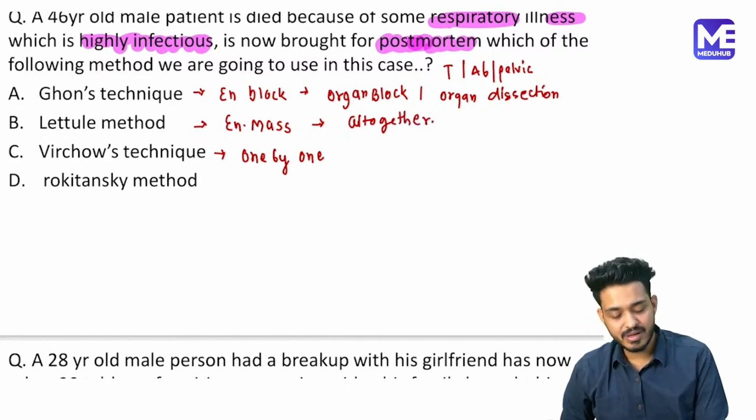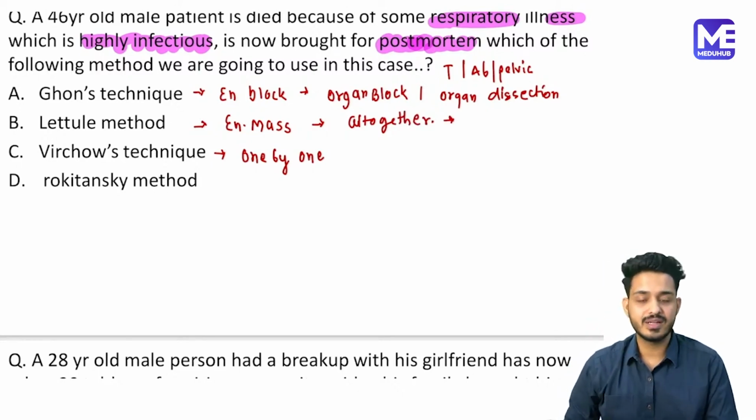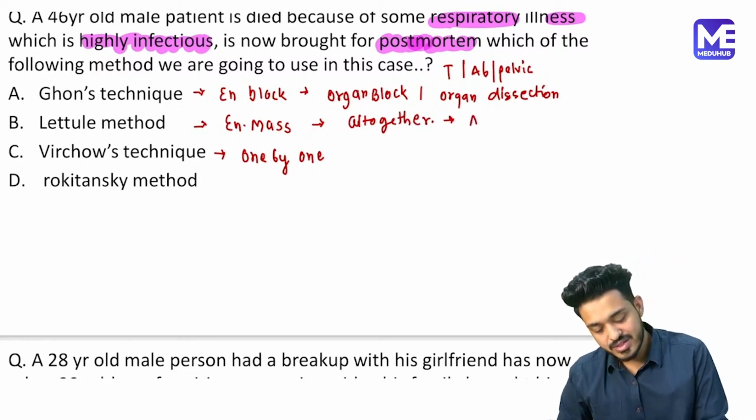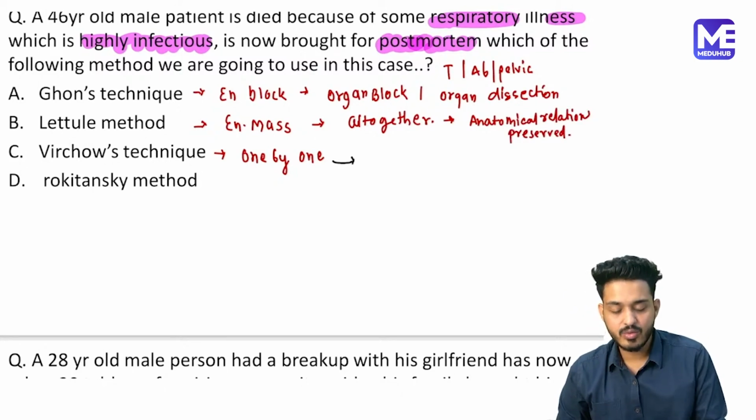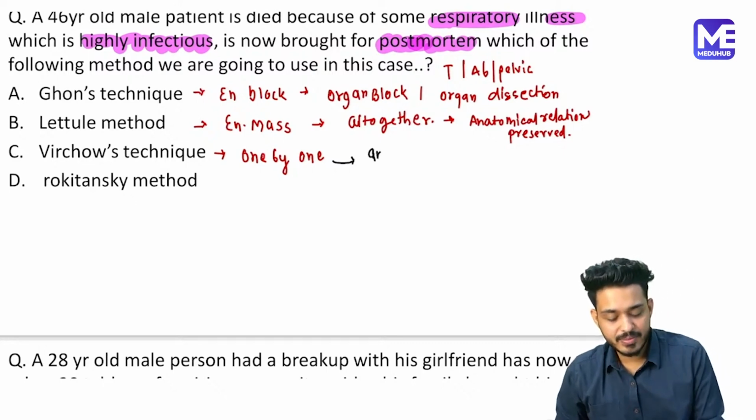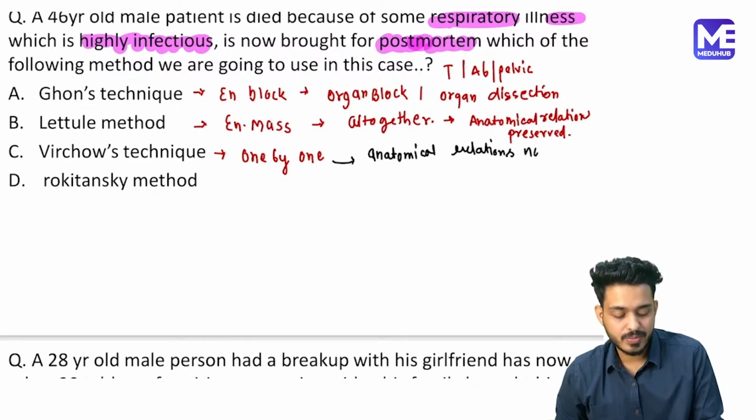Okay, remember when we are removing via the Letulle method, the anatomical relations are going to be preserved. Whereas when we are going to do the 1 by 1 method, Virchow में क्या होगा? Anatomical relations are not preserved. याद रखना है ये. Not preserved, right?